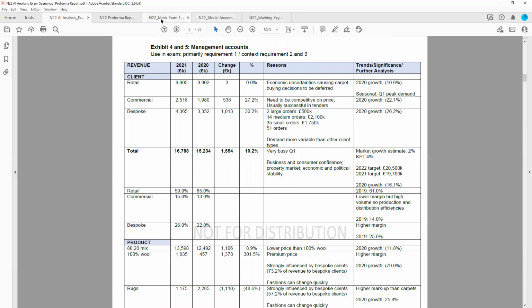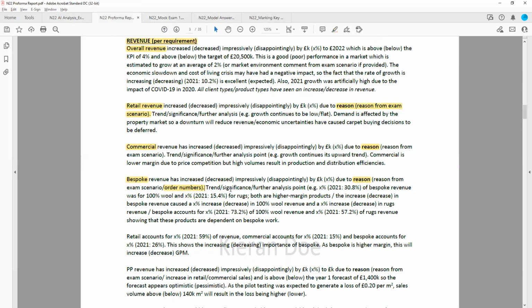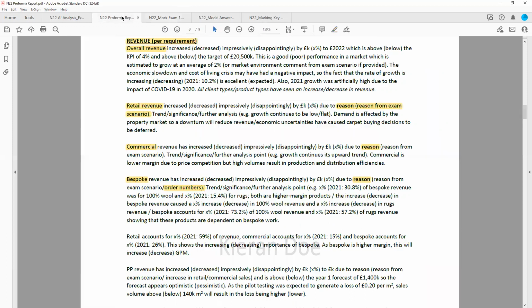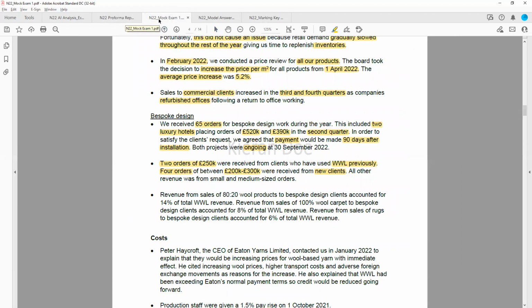So yeah, I think there's different ways you could explain this. You could say there's more large orders. There's more orders altogether, and of those orders, more are large. And there's also a few record number of orders here as well. So hopefully there'd be a few different points you could make there to get the marks. But that's definitely a reason there as to why Bespoke has gone up.